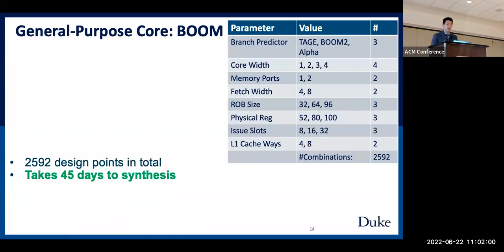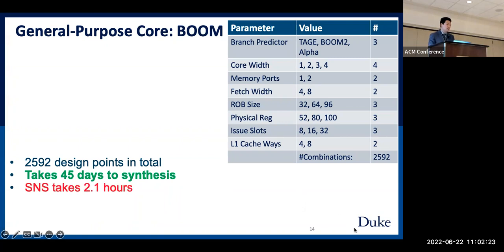So we put important parameters for the BOOM core in the table on the right, and by combining these parameters together, we got over 2,000 possible configurations. And synthesizing all these 2,000 designs will take a really long time, around 45 days on a 96 core server.